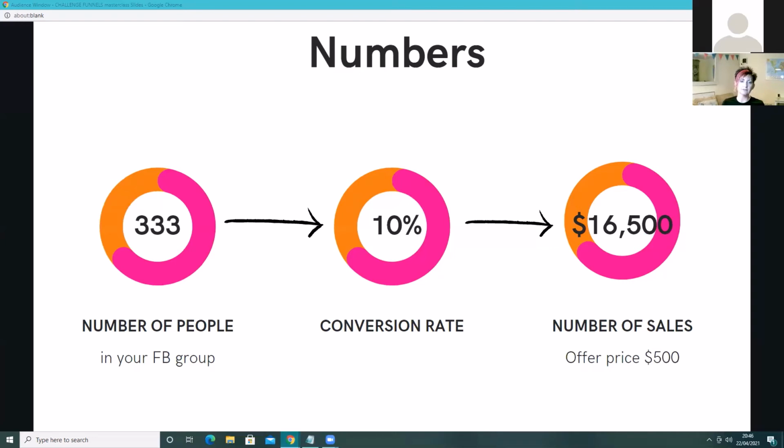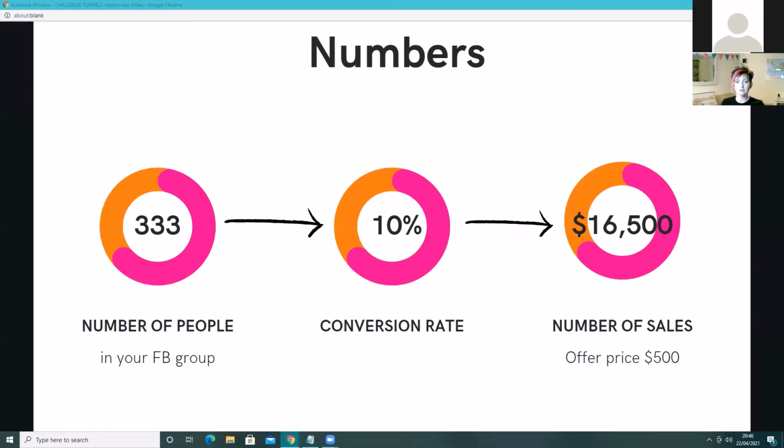Same 333 people signed up to your challenge, but with a 10% conversion rate, you've got 33 times the 500, you've got £16,500 worth of sales instead of that 5,000 with the 3% conversion rate. So as you can see, you need to know your numbers.